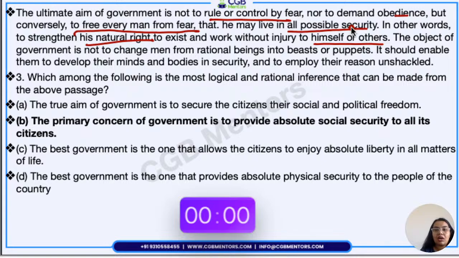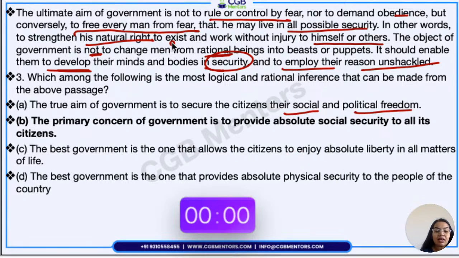सब कुछ करने वाला हो सके. The object of government is not to change men from being rational beings to be puppets. It should enable them to develop their minds and bodies in security, to employ their reason unshackled. Basically, here the author is saying कि ultimate aim of government है कि हर तरीके से एक man secure feel करे. The true aim of government is to secure the citizens their social and political freedom.